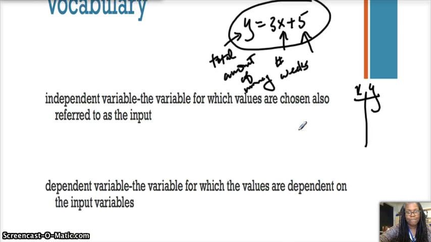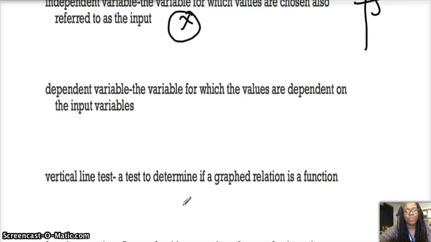So, to kind of bring the point home, the independent variable generally refers to the x value, or the value that's in the x position in a way. And the dependent variable is the one that's the y value, and it's the variable that depends on the input variables. Got it? I hope it makes sense. All right, we have a few more vocabulary words.